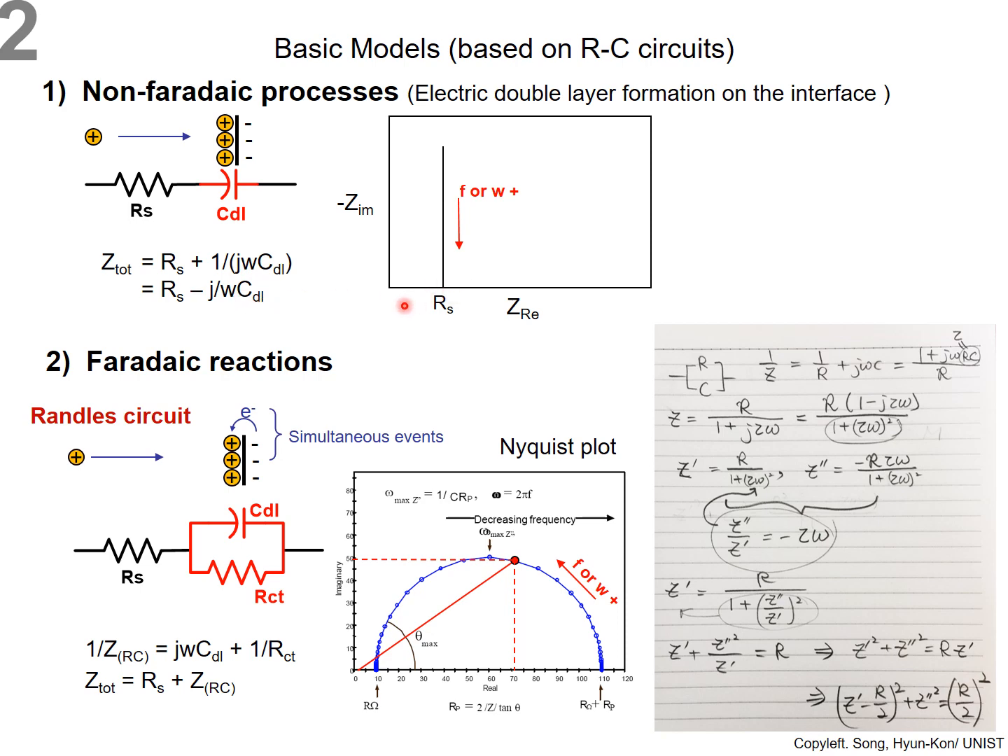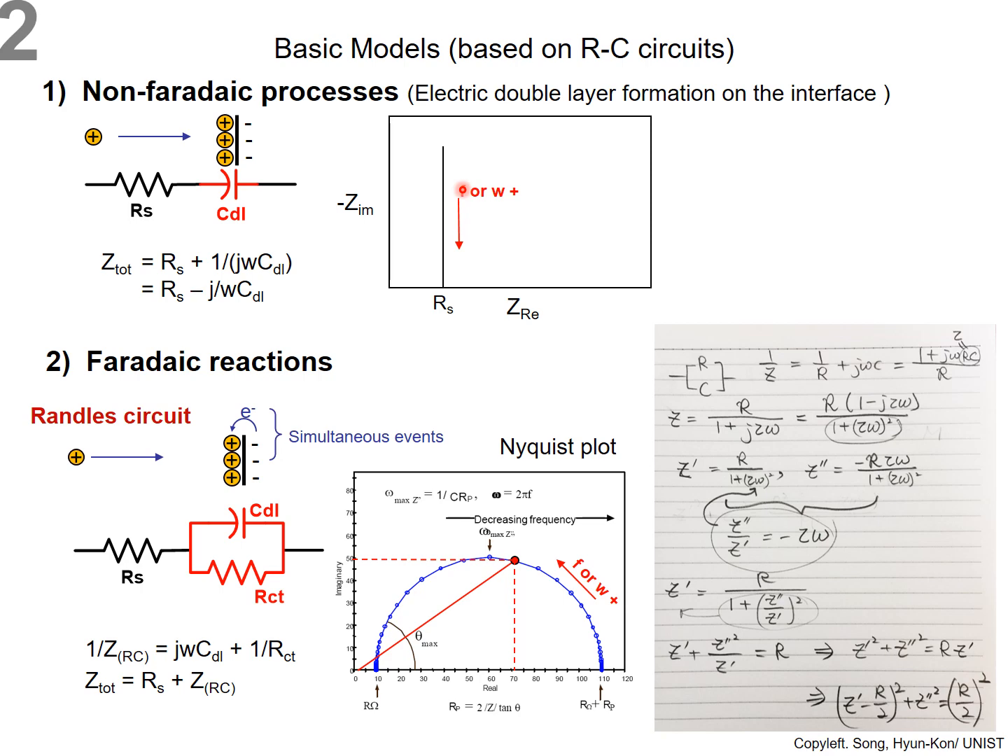Here is the complex plane. The x-axis is the real part, the y-axis is the minus imaginary part. When you change the frequency from low frequency to higher frequency, the impedance follows the vertical line from the top to the x-axis. The point on the x-axis indicates solution resistance. Also, the frequency dependent vertical line indicates some capacitance. That is the simple non-faradaic process.